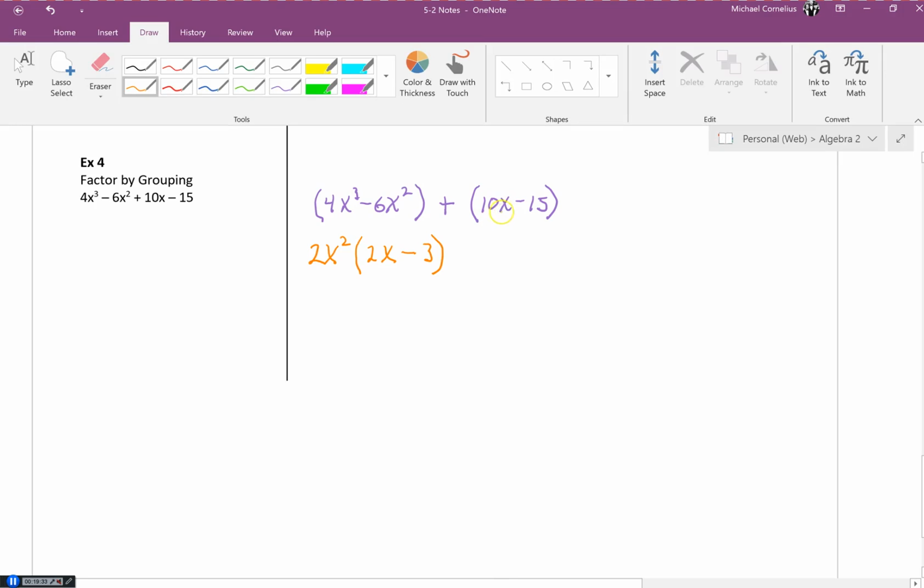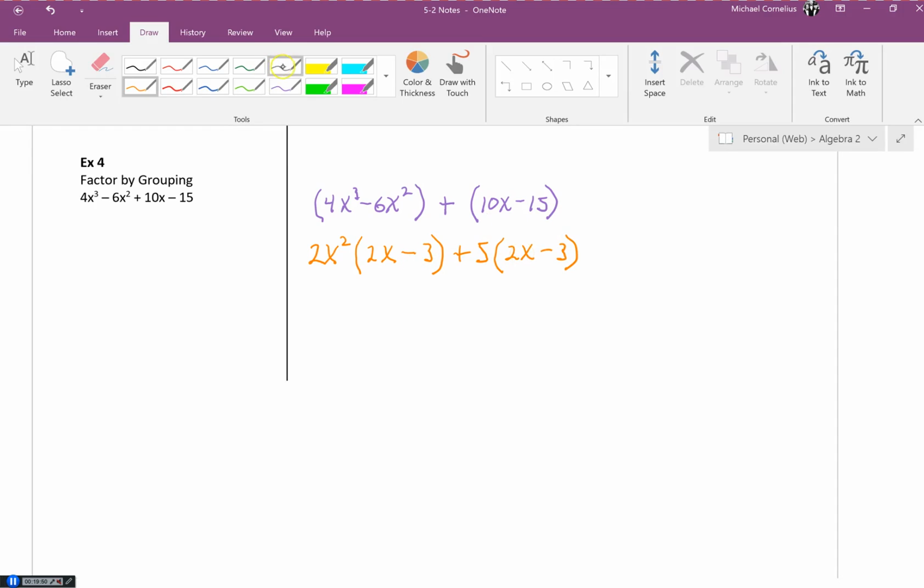All right, I go to the next set. I do the same thing. I can factor out a 5. This time it's positive. I can't factor out an x. 10x divided by 5 is 2x. 15 divided by 5 is 3. Look at that. My factors match.